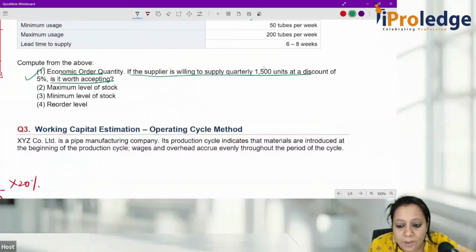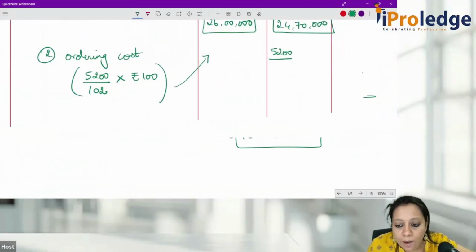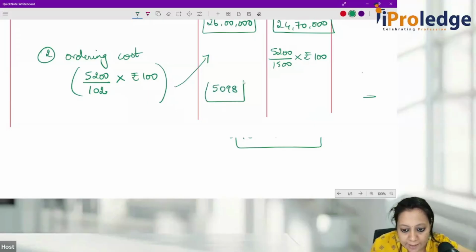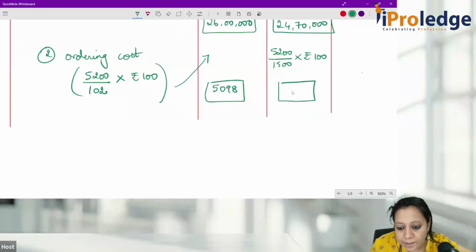They have given in the question 1,500 for every quarter. Okay, so 1,500. So every time I'm ordering how much? 1,500 into rupees 100. Please do this and tell me how much it comes out to. 5098. Okay. And now just one. 347. So you can see the ordering cost has drastically come down.